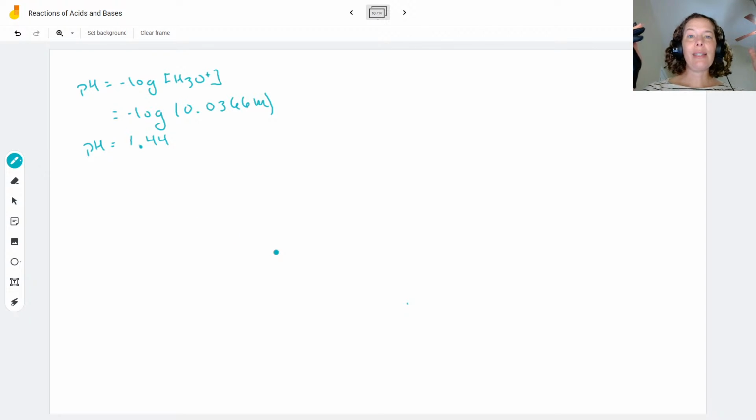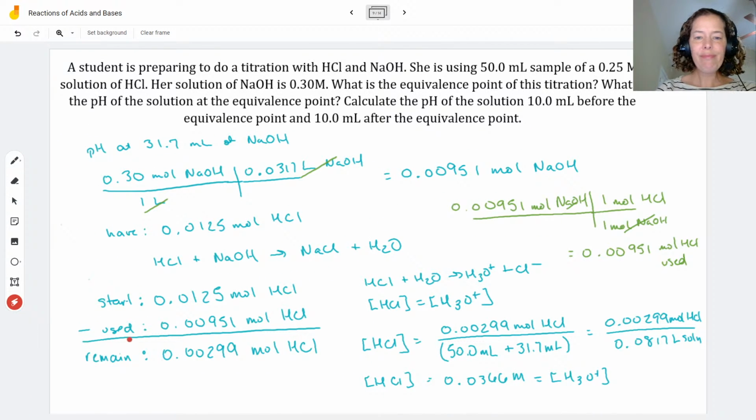Does this make sense? Should we have an acidic pH at this point? Well, let's think about it. We've done a neutralization reaction here. What did we have left over? Did we have leftover acid, or did we have leftover base? Or was it like the equivalence point where we had just water?